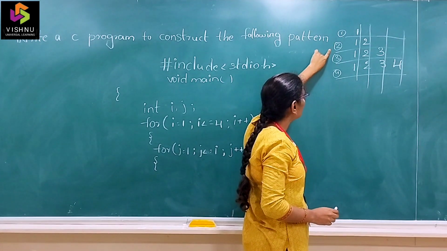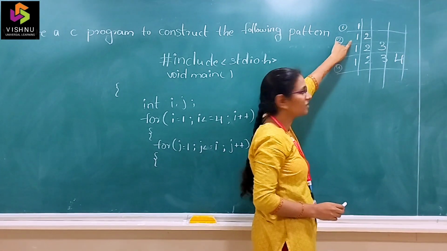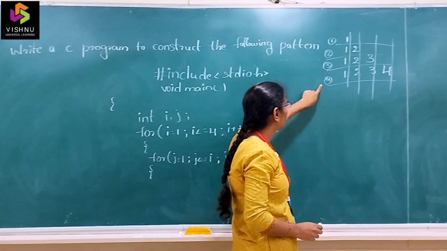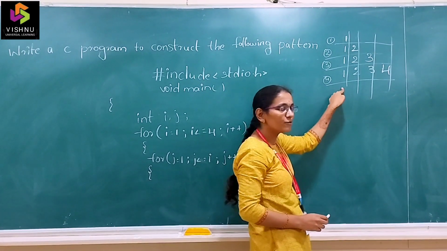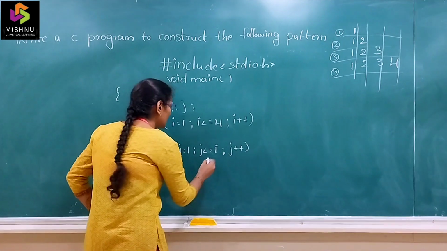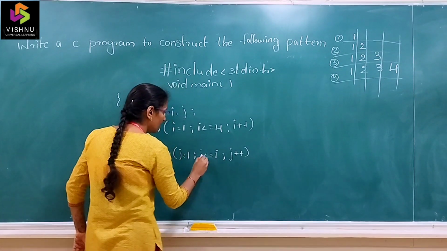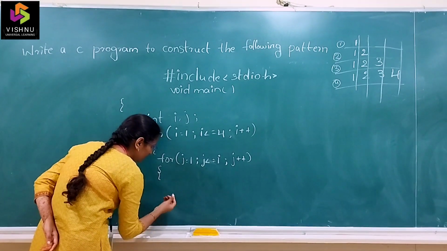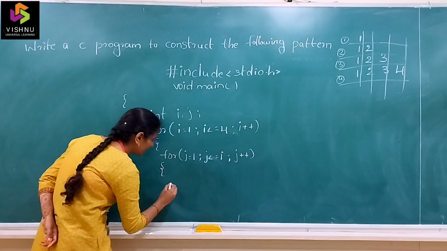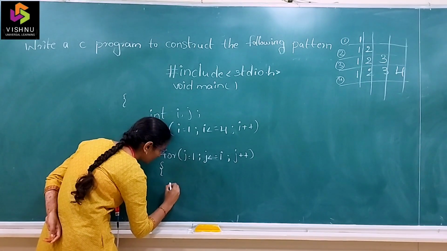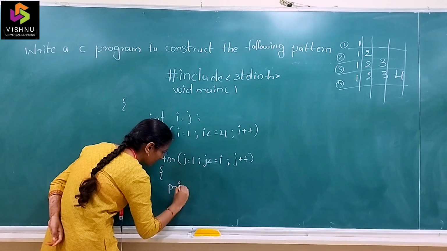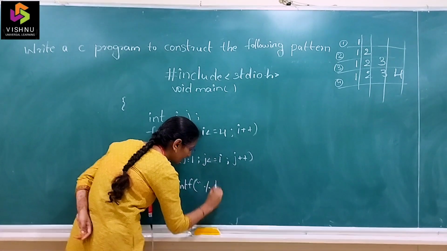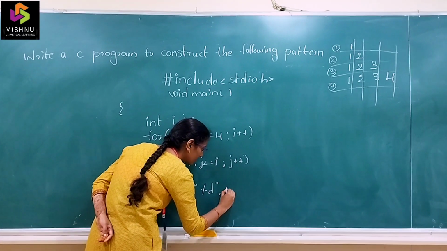For i equals 2, the next row contains 2 elements. For i equals 3, the next row contains 3 elements. For i equals 4, the next row contains 4 elements. So I am going to give the condition for columns as j less than or equals to i. Now we need to print the j value. printf of %d comma j.